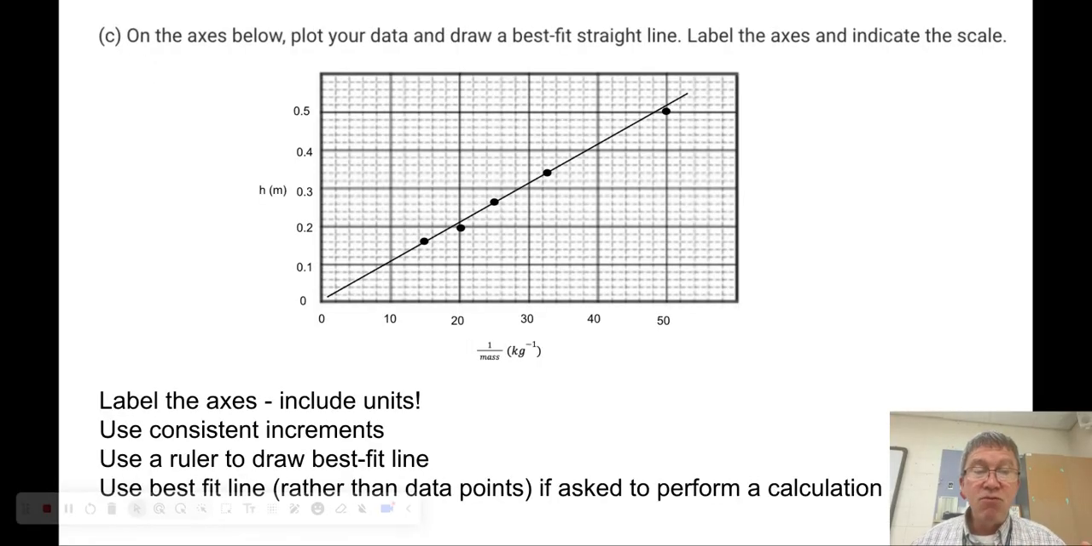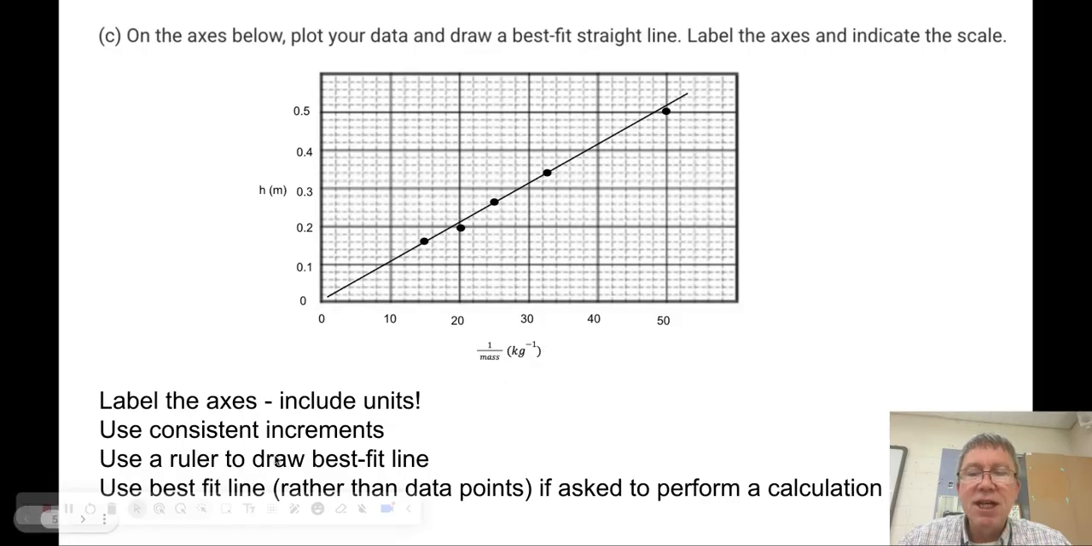Now, here's the real thing I want to talk about. This is the thing I'm most concerned for you about. You know how to do this. You just don't practice it a lot. And the other day, I looked at some of you, and you guys are doing some pretty weird things. So let's talk about this. On the axes below, plot your data and draw a best fit straight line. Label the axes and indicate the scale. Let's start with labeling the axes. Always label your axes. This is height in meters. This is 1 over mass in kilograms to the negative 1. You've got to put that down.